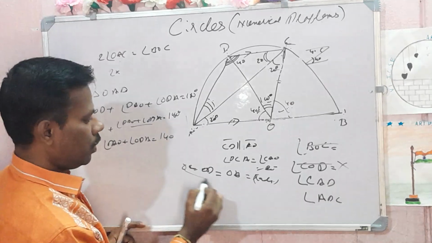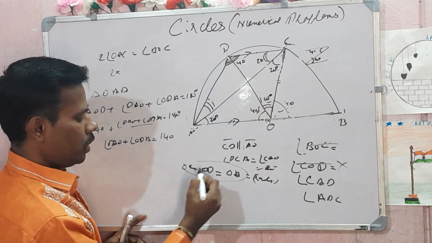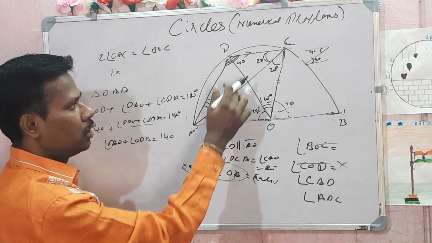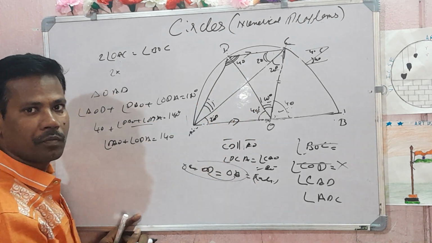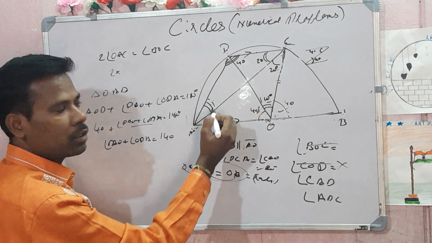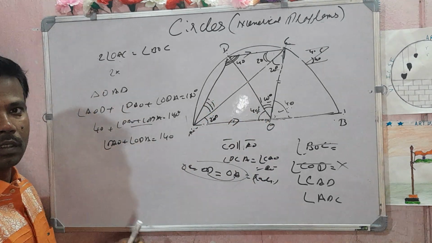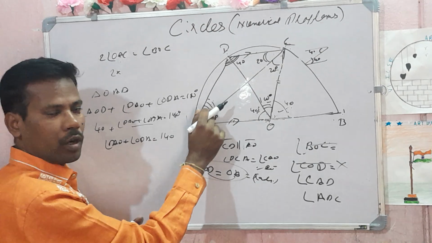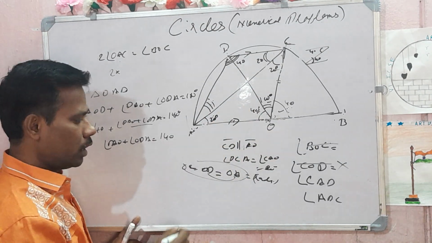Now here if you see what you have written, OD is equal to OA, right? OD is equal to OA. So base angles are equal. So that means if this is 140, these two angles are equal. When is it possible? When it is 70, 70. 70 plus 70 is 140. 140 plus 40 is 180.